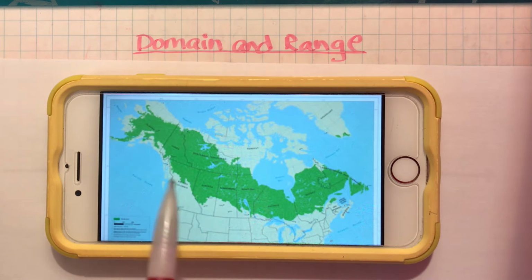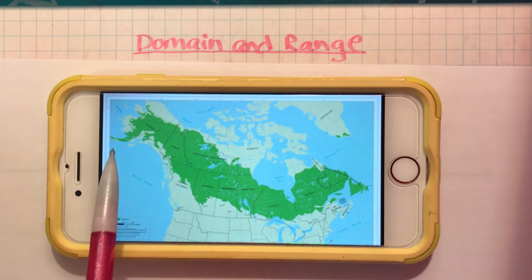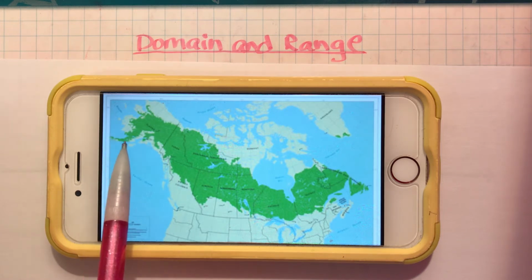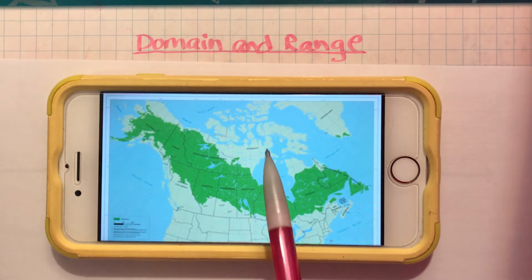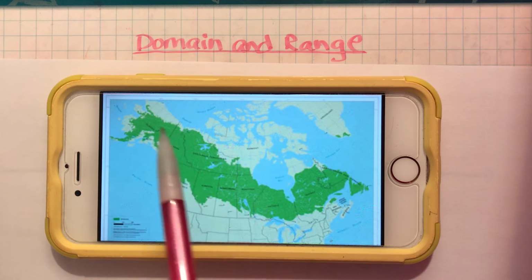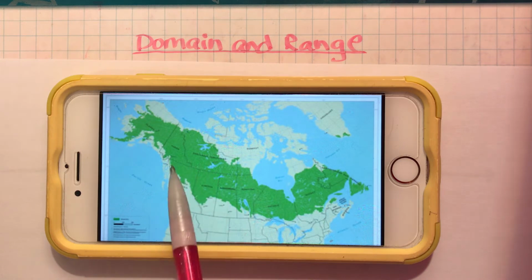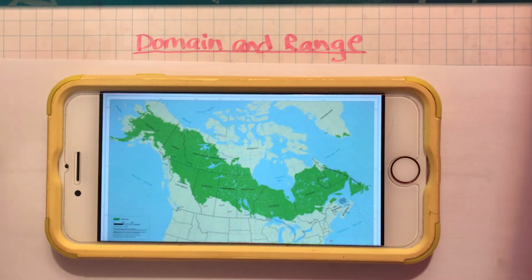To introduce this topic, I found a map that shows the territory of the animal called the wolverine. The wolverine's territory extends from the western tip of Alaska on the west, all the way across to the eastern part of Canada. It also extends, if you're going up and down, from the northern part of the United States all the way up to the southern tip of Greenland and northern Alaska. So that would describe from left to right and from down to up where the wolverine lives.